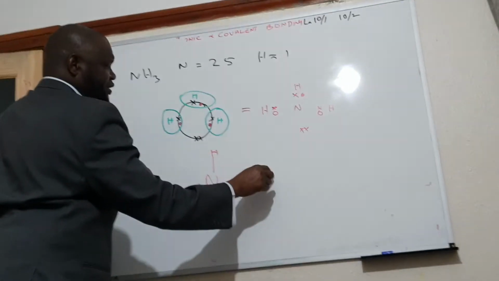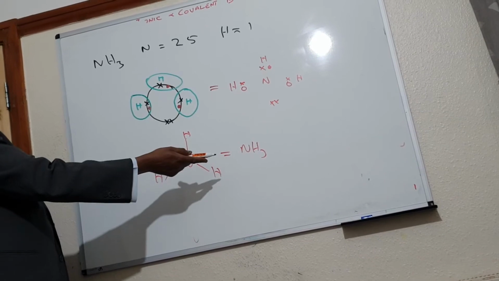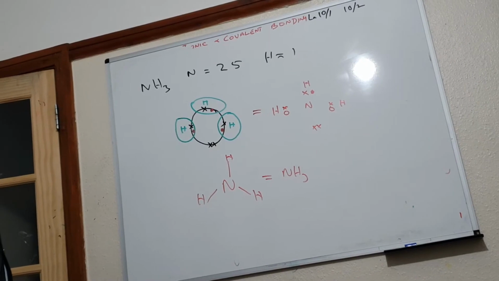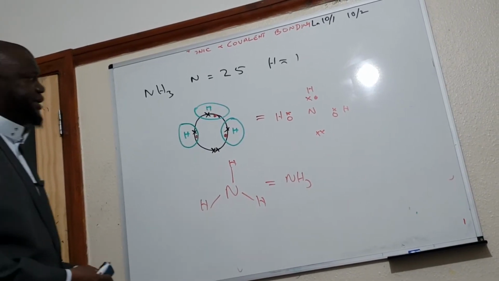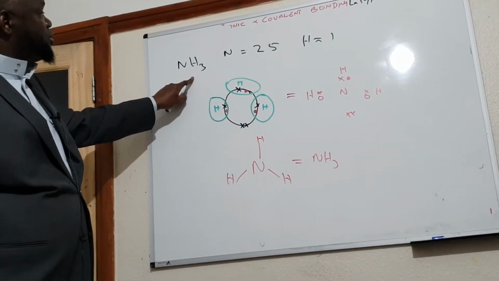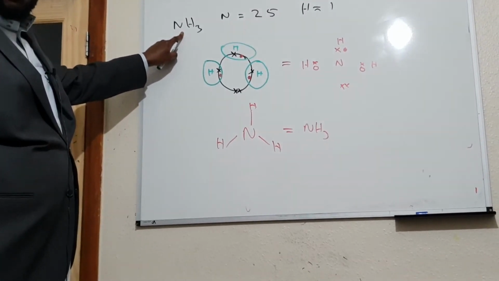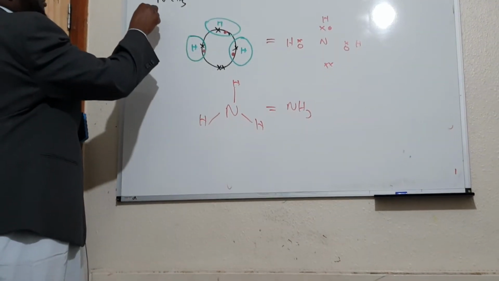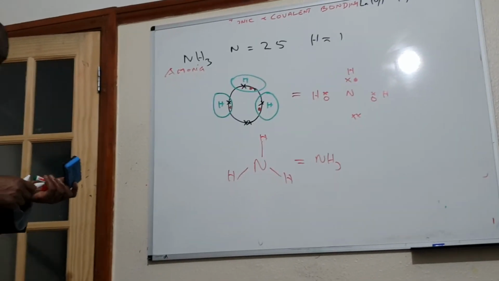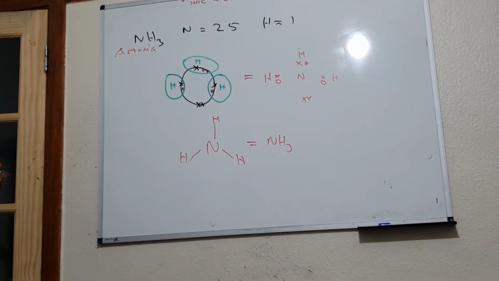So it's NH3. Remember, nitrogen is a non-metal, hydrogen is a non-metal. So bonding between two non-metals is called ionic bonding. Sorry, covalent bonding. The examiner would ask you to show the electronic structure, the dot and cross diagram, of ammonia. This is called ammonia, and it's used as fertilizer, such as ammonium sulfate or ammonium nitrate.